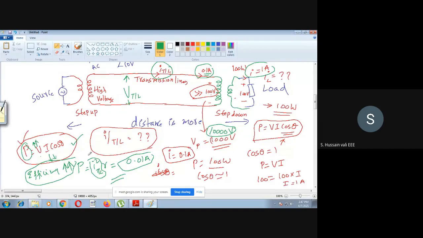This is the advantage of the transformer. So how is it possible? How are you increasing the efficiency here? You are increasing the efficiency because you are decreasing the power loss in the transmission line. How are you decreasing the power loss in the transmission line? Because you are decreasing the current in the transmission line. How are you decreasing the current in the transmission line? With the help of the transformer. That's it. So with the help of the transformer, the power loss in the transmission line is decreased. So the efficiency of the total power system is increased in the AC power system.